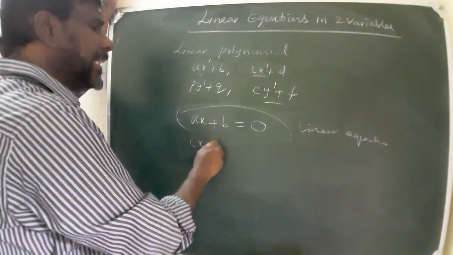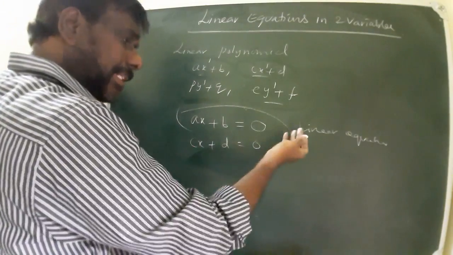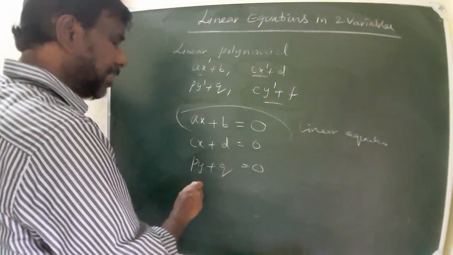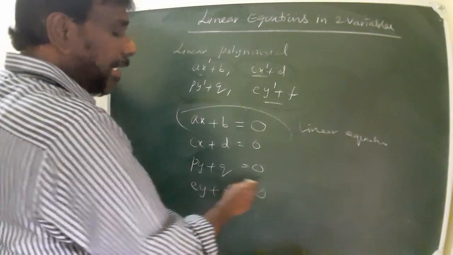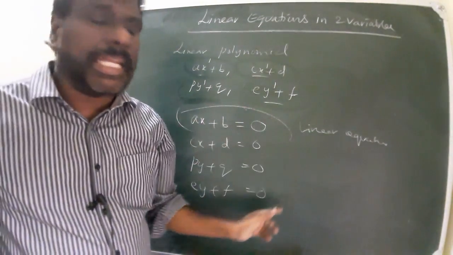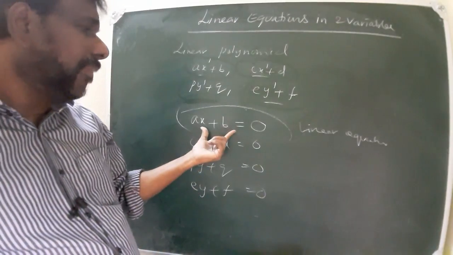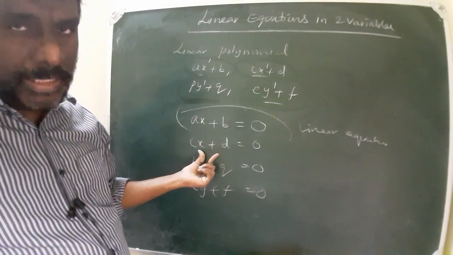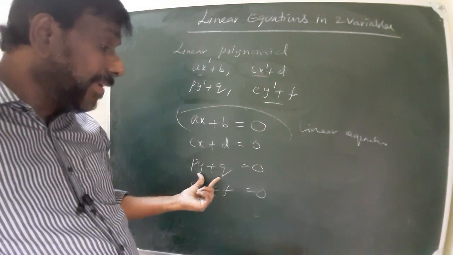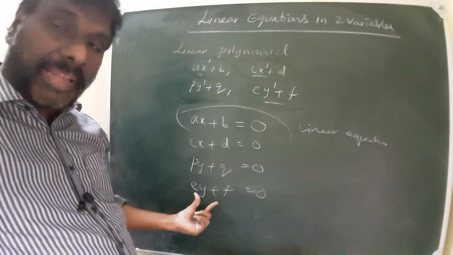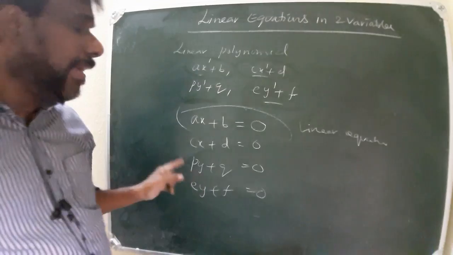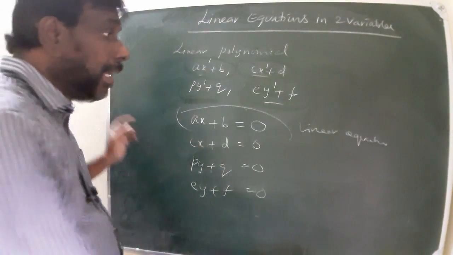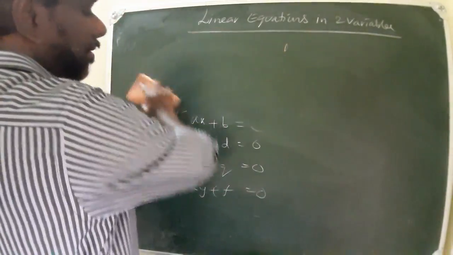Then cx plus d equal to something is also a linear equation. These are all linear equations in one variable. Here only x will be there, there is no y. Here only y will be there, there is no x. So these are single variable linear equations. These are examples.